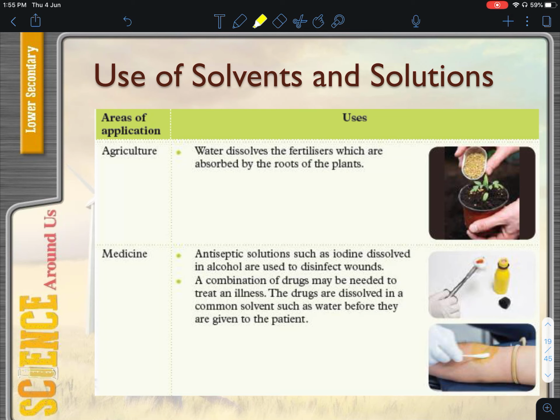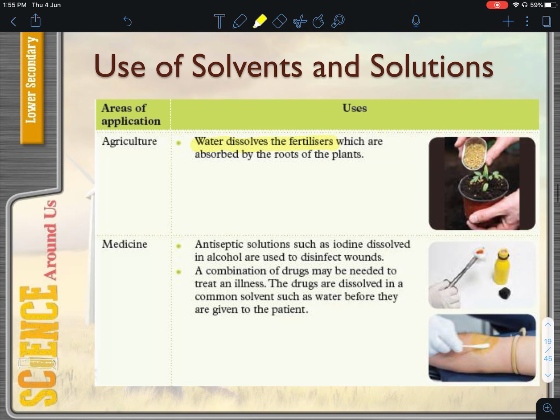In agriculture, water can be used to dissolve fertilizers, which are then absorbed by the roots of the plants, so that they help the plants grow stronger and healthier. For medicine, a solution can be used in the form of an antiseptic solution such as iodine dissolved in alcohol to disinfect wounds, where alcohol is the solvent and iodine is the solute.